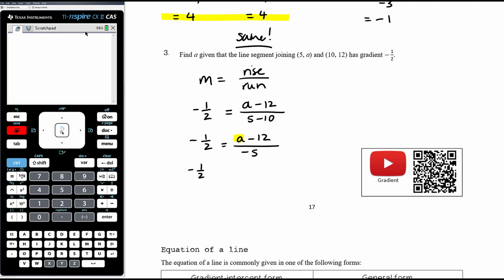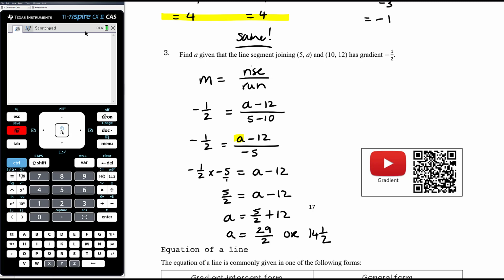So we're going to have -1/2 times -5 equals a minus 12. Negative times negative is positive. Half times 5, it's 5 over 1, so it's 5 on 2, gives us positive 5 on 2 equals a minus 12. A equals 5 on 2 plus 12. 12 is 24 on 2. So 5 on 2 plus 24 on 2 is 29 on 2. Or you can write that as 14.5, but there's nothing wrong with 29 on 2. So a would have to be 29 on 2 in order for the line joining these 2 points to have a gradient of -1/2.